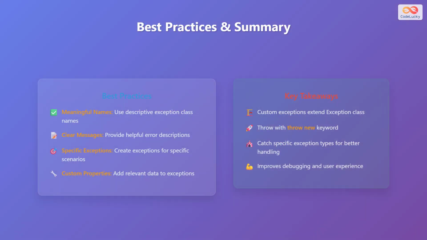Let's recap some best practices and summarize the key takeaways regarding custom exceptions. Some best practices to keep in mind are to use meaningful names for your exception classes, provide clear and helpful error messages, create specific exceptions for different scenarios, and add relevant data to your exceptions using custom properties.